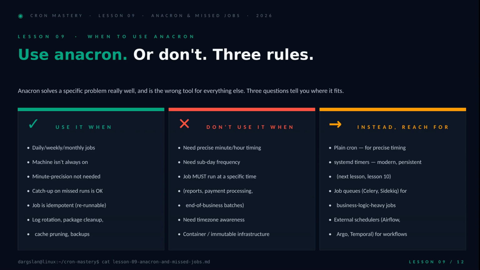So with that handoff understood, the obvious question is, when should you actually reach for Anacron? 3 quick filters. Use it when the cadence is daily, weekly, or monthly, the machine isn't guaranteed to be on, and the job is safely rerunnable. Log rotation, backups, cache pruning, that kind of housekeeping. Skip it whenever you need minute-level precision, sub-day frequency, or guaranteed timing. Payment runs, end-of-day batches, anything time zone sensitive. For those, stay with plain Cron, or jump ahead to system timers, job queues like Celery and Sidekiq, or a real workflow engine like Airflow or Temporal.